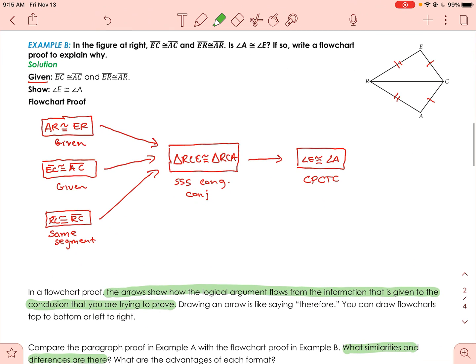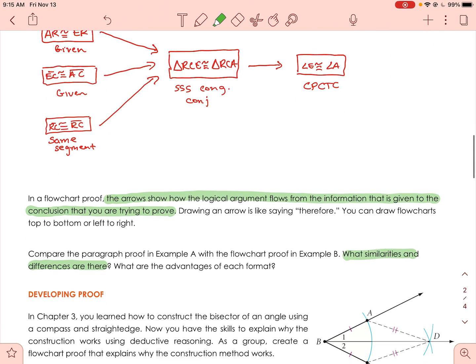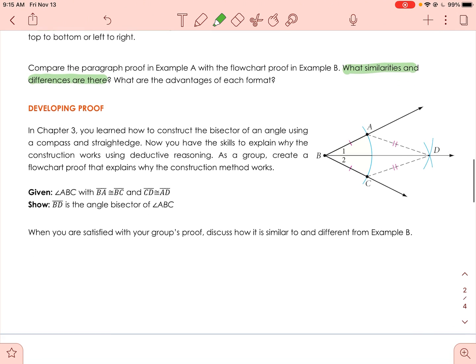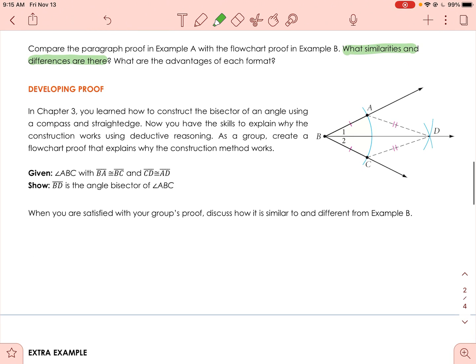And also it's visual, so it's easy to see how one statement leads to the next statement, which leads to your conclusion. So what we're going to do is look at another proof. We're going to use a flowchart to develop this proof. We have this picture over here, and what we want to do is show that BD is the angle bisector of angle ABC.